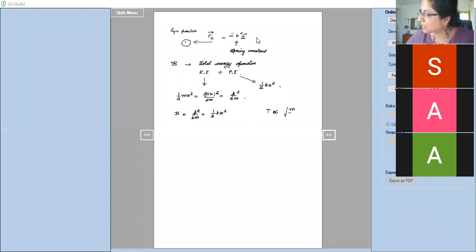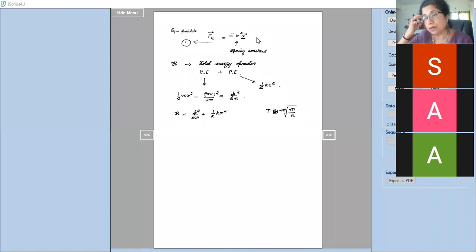It is actually m by k. Okay, so this will be 2 pi root of m by k. This is basically what it is for a harmonic oscillator.